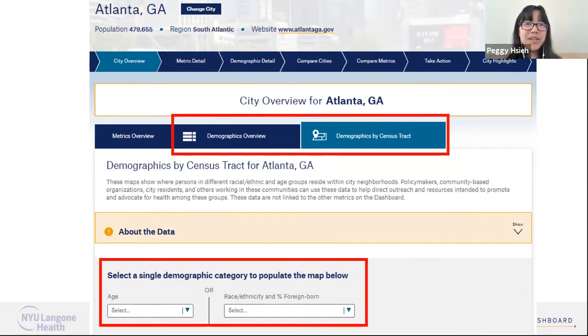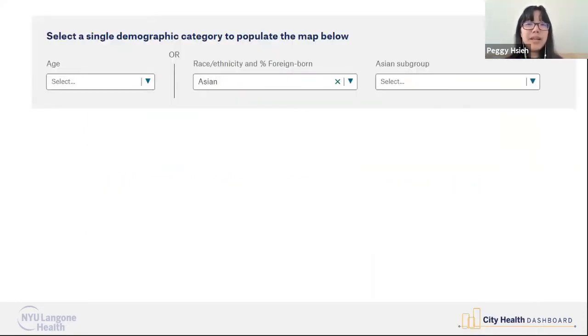So as I mentioned earlier, you're able to filter for either an age category or a race, ethnicity, and percent foreign born category. And just to show you a little bit more on how the filters work, if one of the subgroups that you select has additional subgroups underneath it, then additional filters will pop up.